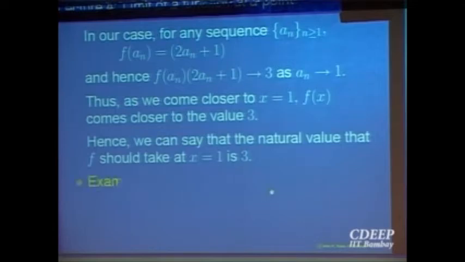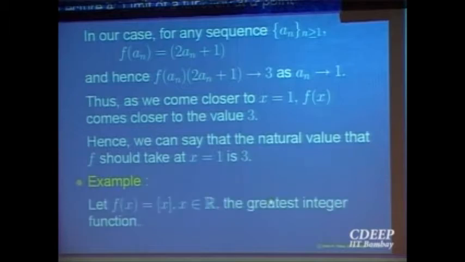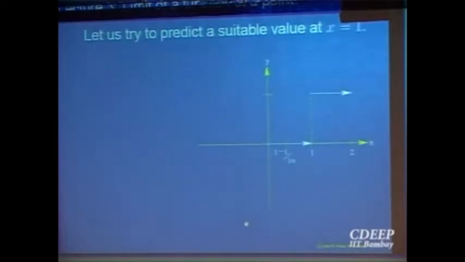Let us look at one more example to illustrate this idea of predicting a value. Look at the function f of x is equal to, everybody is familiar with the square bracket function, the greatest integer function? So this is the greatest integer function. We want to predict a suitable value for this function at the point x is equal to 1. Again, we will take sequences which converge to 1 and analyze what happens to f of those sequences.